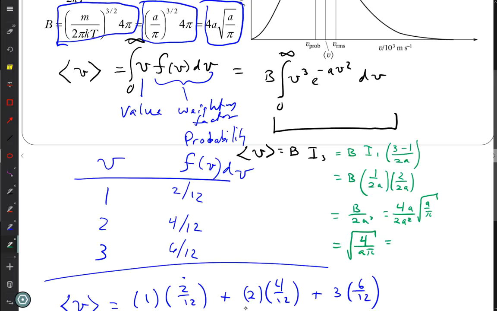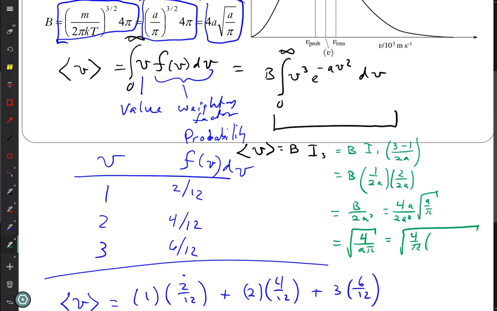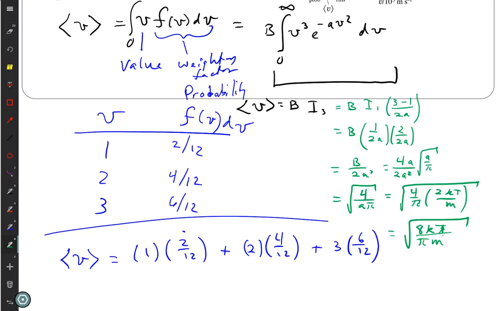And now I'm going to substitute for A. That's where I need the big square root. Looking at A, it is M over 2KT, so it's divided by that, so 2KT over M. Four times 2 is 8. So it's the square root of 8KT over pi times M.